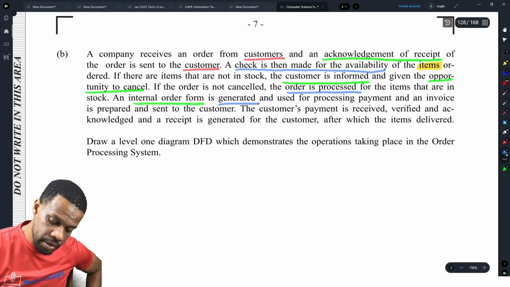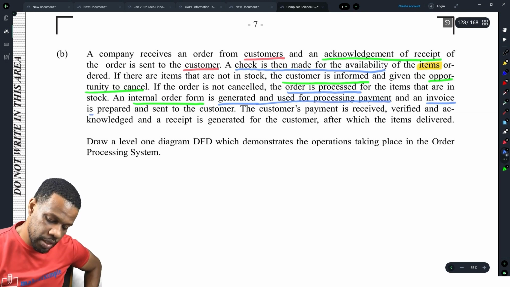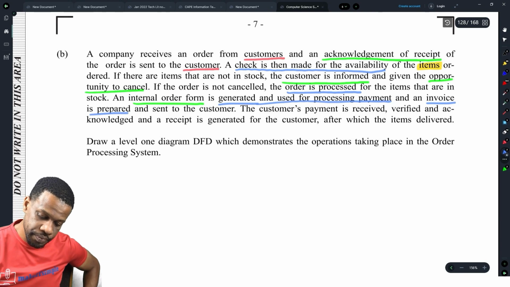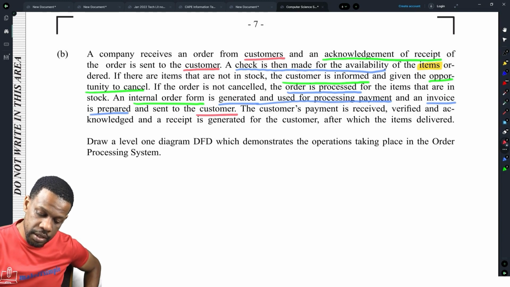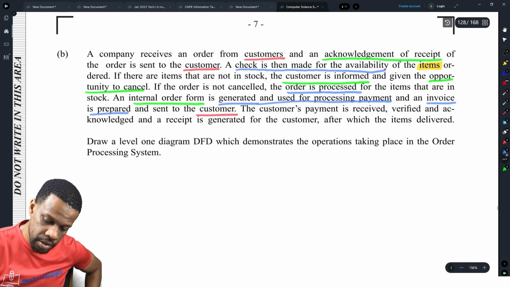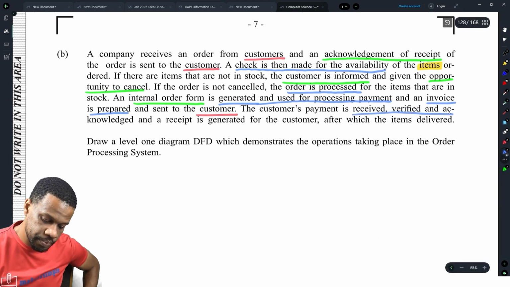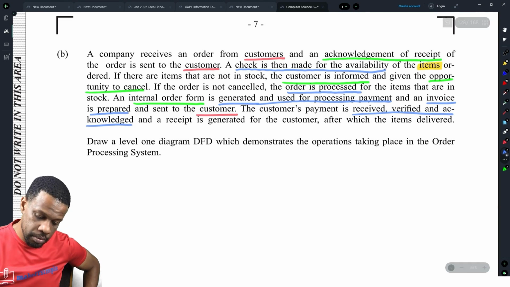Okay, so I'll put generated and used for processing payment as one. And then an invoice is prepared. Invoice is prepared, that is a process also, and sent to the customer. Customer is still an external entity. Customer's payment is received, verified, and acknowledged. That looks like receive, verify, and acknowledge. And a receipt is generated.